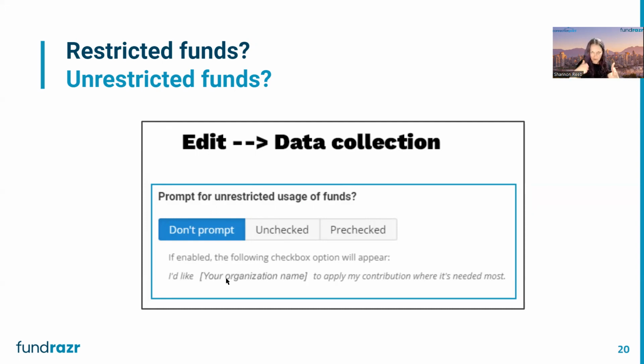I'd like, whatever your organization name is, I would like Fundrazr to apply my contribution where it's needed most. They will either check it or uncheck it. Most of them leave it checked. Most supporters acknowledge the fact that you know where the money is best, and you might have too many of one thing in order to provide and not enough of another thing. The majority of them will leave it checked and be fine with it. But this protects you against possible repercussions for not using your wish list item funds for what they purposely bought them for. It's just in name.